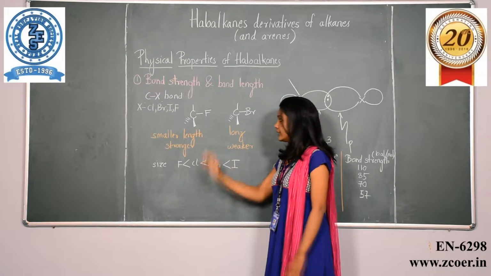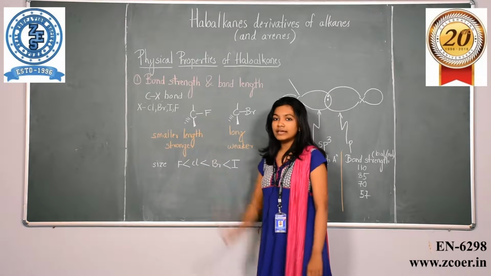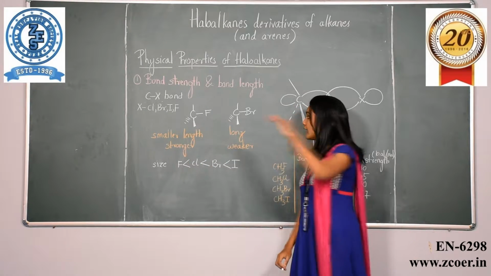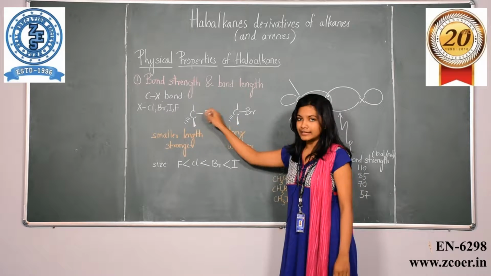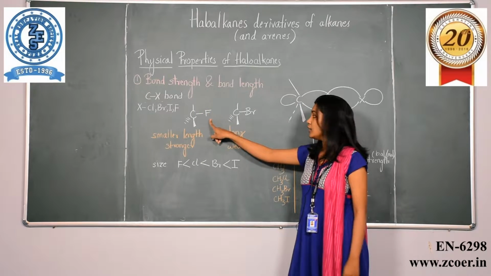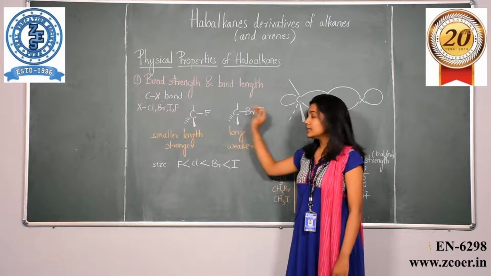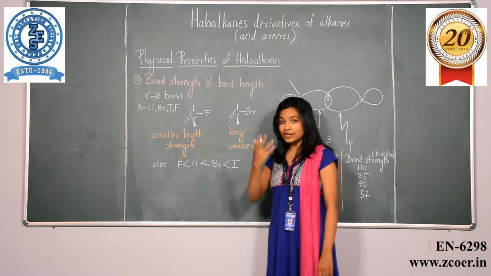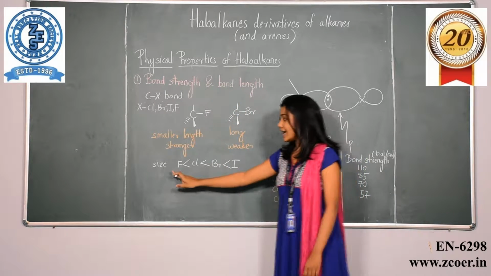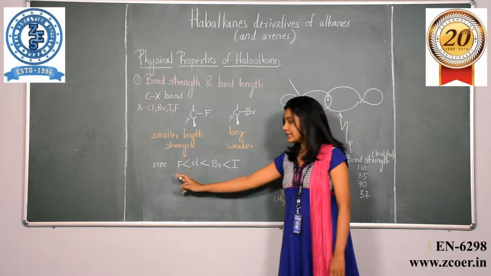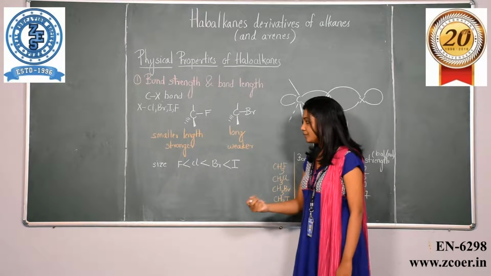If we look at the periodic table and take the position of fluorine and bromine into consideration, fluorine is higher up in the periodic table compared to bromine. So we can say that the atomic radius of fluorine is smaller compared to the atomic radius of bromine. Now this size of an atom, the atomic radius, plays a very important role in bond strength and bond length. As the size of the atom goes on increasing from fluorine to iodine, the strength of the bond goes on decreasing.